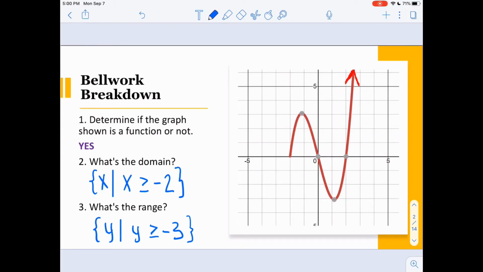This graph is a function. I know it's a function because each x only has one y. The domain is x is greater than or equal to -2, and the range is y is greater than or equal to -3.